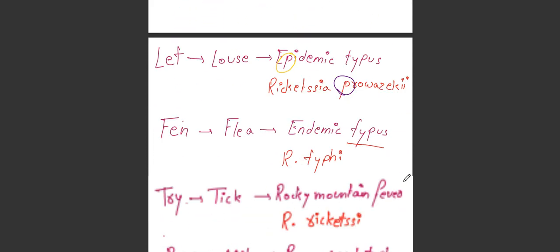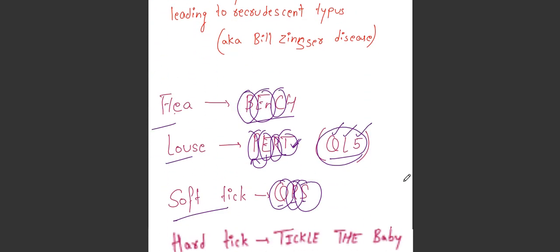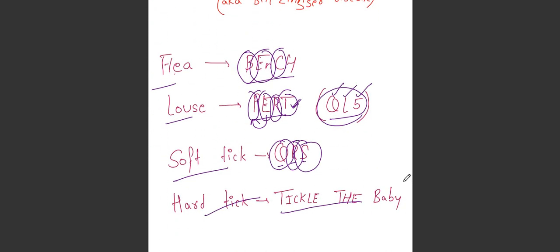Then another mnemonic is this: flea is BECH, that is B for bubonic plague, E for endemic typhus, C is for chigariosis, and H for H. diminuta. Then louse is PERT: P for pediculosis, E for epidemic typhus, R is for relapsing fever, and T is for trench fever. Then for soft tick, Q representing Q fever, R is for relapsing fever, and S itself is to remind you that it is caused by the soft tick vector.